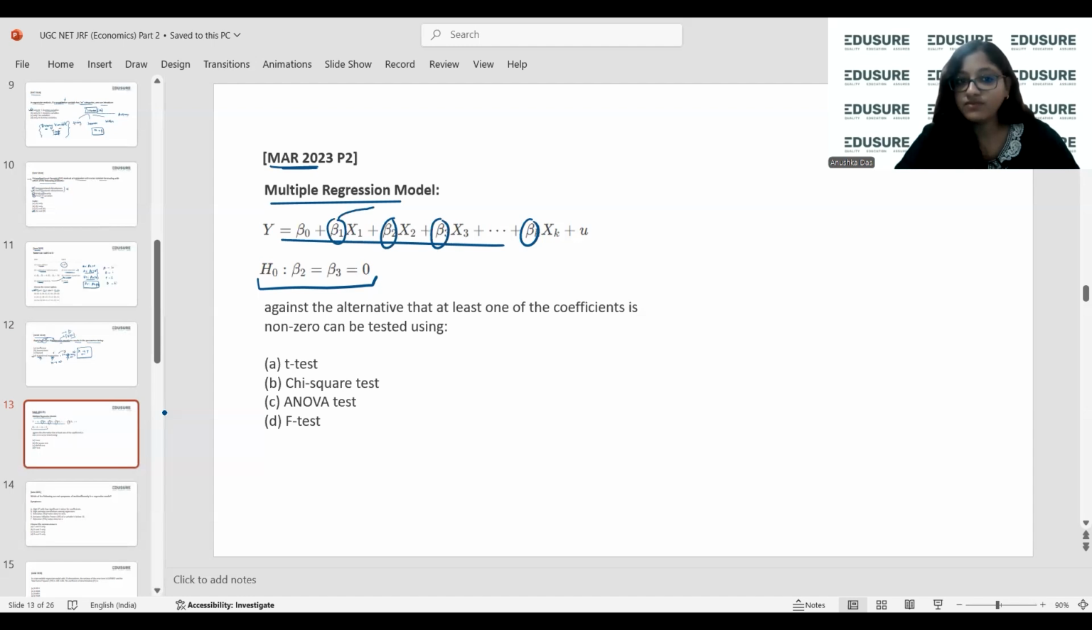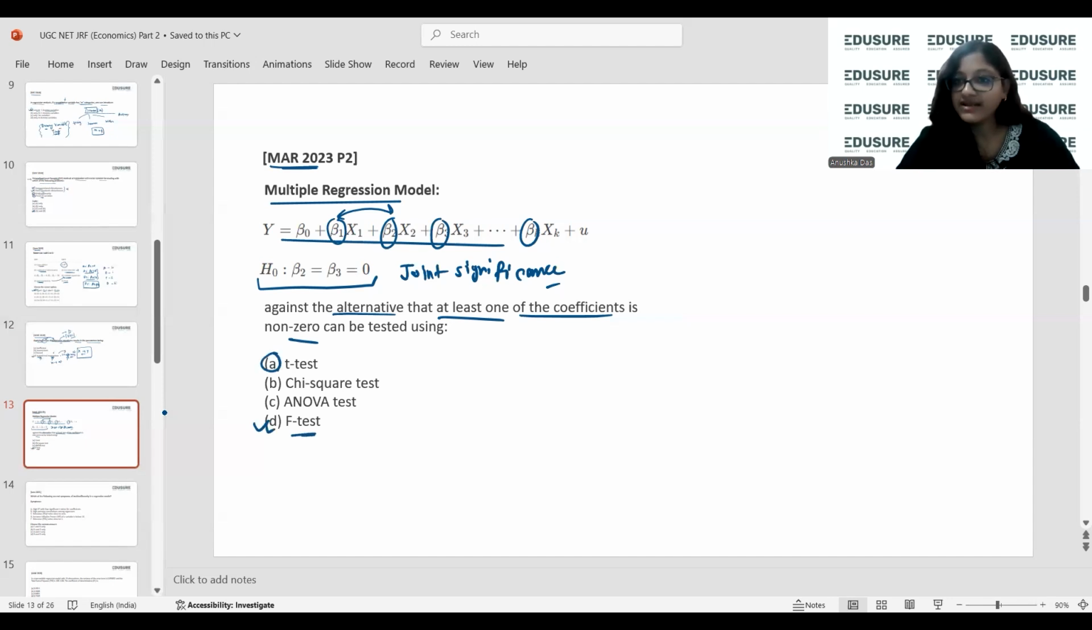But what happens if you take two parameters at once, so beta 2 and beta 3, and you want to find out the joint significance? If you want to measure the joint significance, then this is the null hypothesis, and the alternative is that at least one of them is non-zero, at least beta 2 or beta 3. In that case, what test will you use? You will always use the F test.